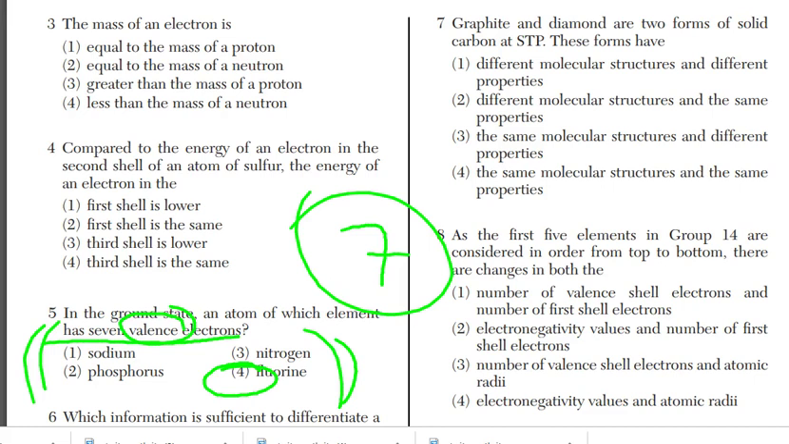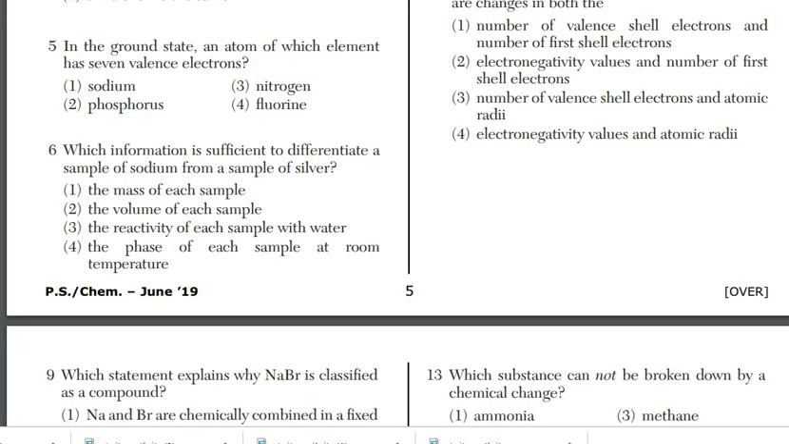All right, let's move on to 6. Question 6. Which information is sufficient to differentiate sodium from silver? Well, sodium is an element and silver is an element. They have a different atomic structure, so they totally have different properties. And of course, the masses, we could mass out the same amounts. We could have the volume the same amounts. But if I put sodium in water, it's going to react violently. Silver will not react at all. So the answer here, I'm circling everything, that's silly, is choice 3.